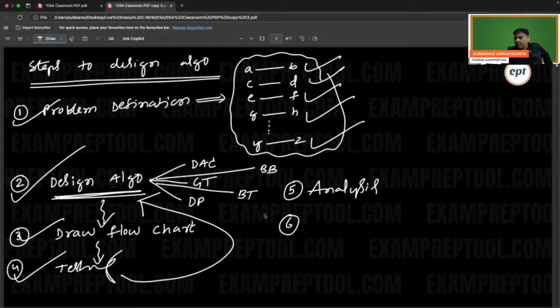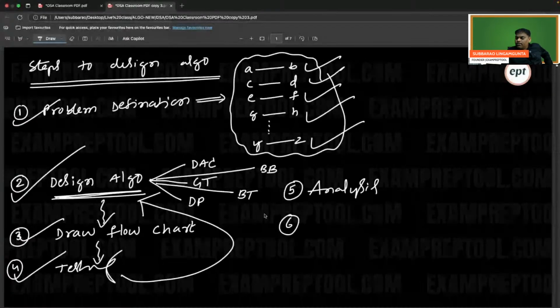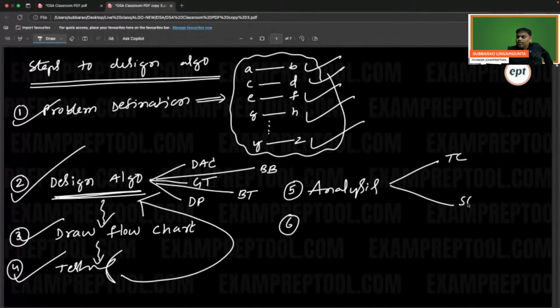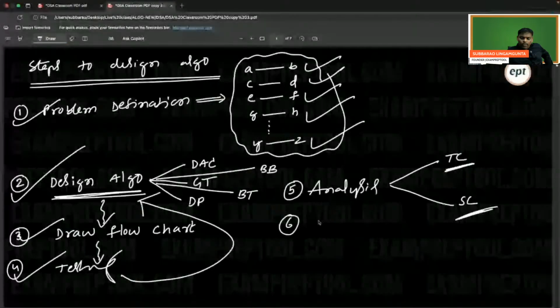You got the algorithm. Everything is fine. Now analyze the algorithm. Analyze means finding time complexity and space complexity. After the algorithm is ready, you have to analyze how much time and how much space that algorithm is taking. After analysis is over, if you feel this algorithm takes less time and less space, then using some programming language, you can implement it. That is called coding, which is also called implementation.